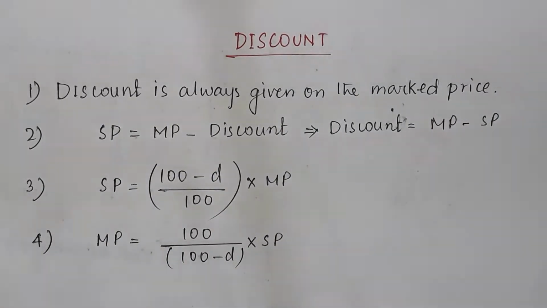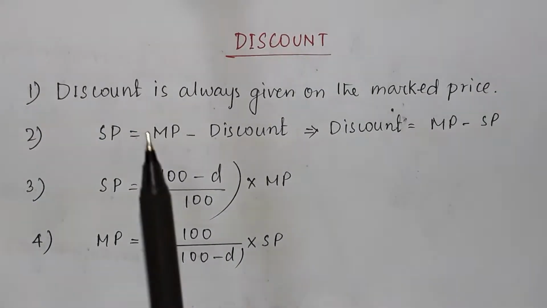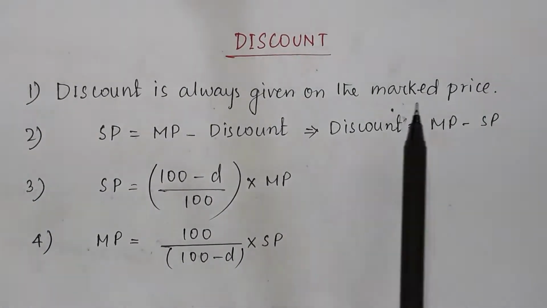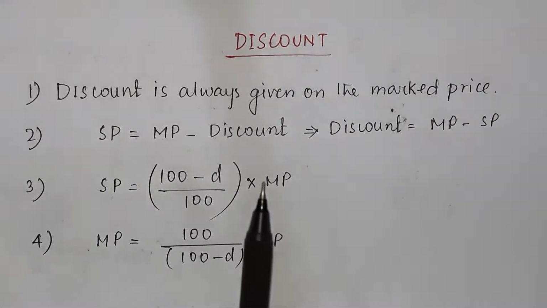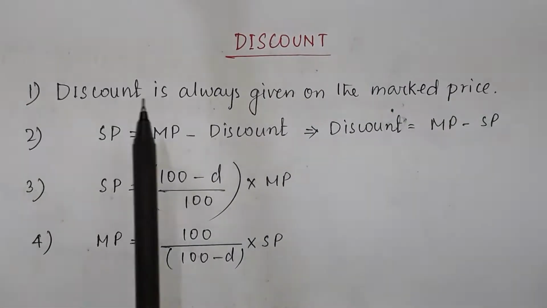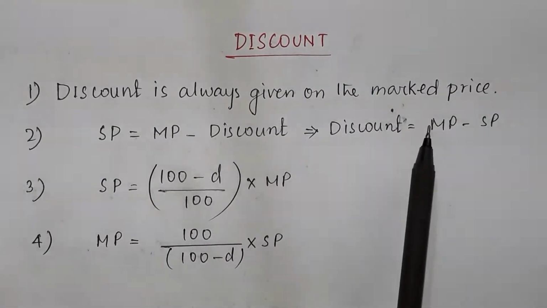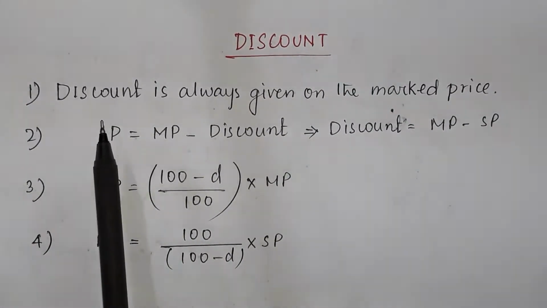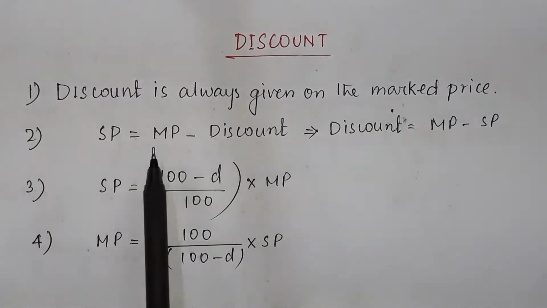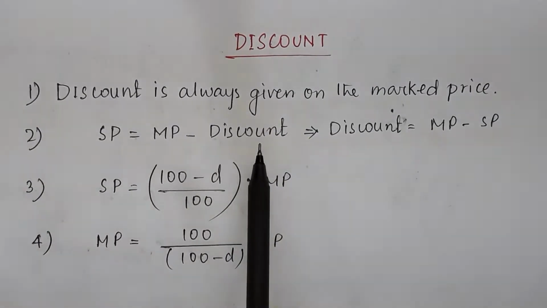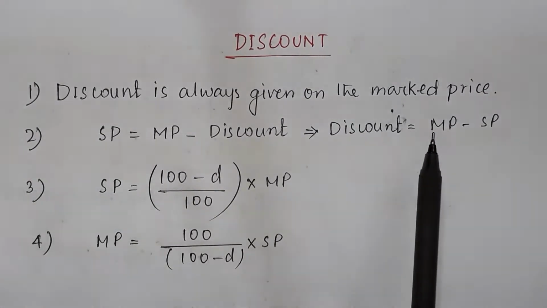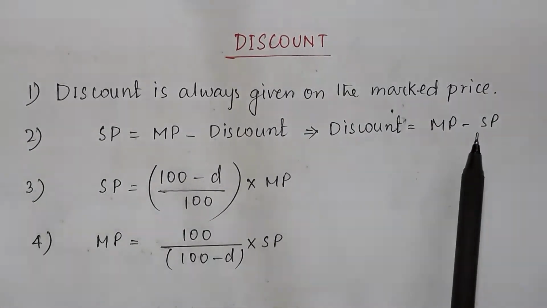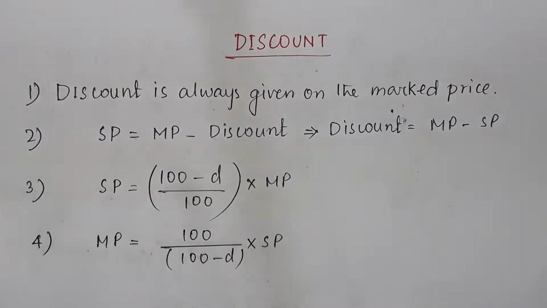Now, the first most important thing you need to remember is that discount is always given on the mark price. Neither on the selling price nor on the cost price. Discount is always given on the mark price. Now, selling price equals mark price minus discount. That means if you need to calculate discount, then you need to calculate mark price minus selling price.